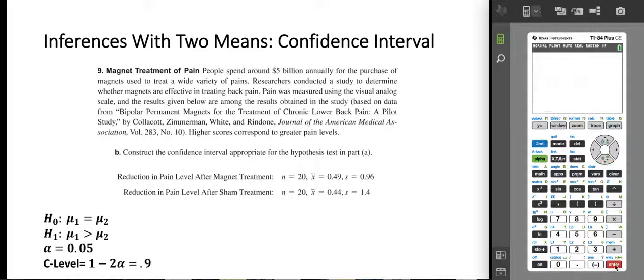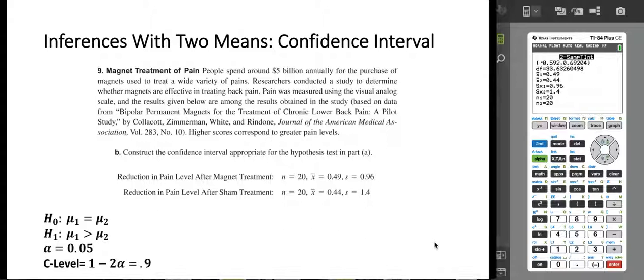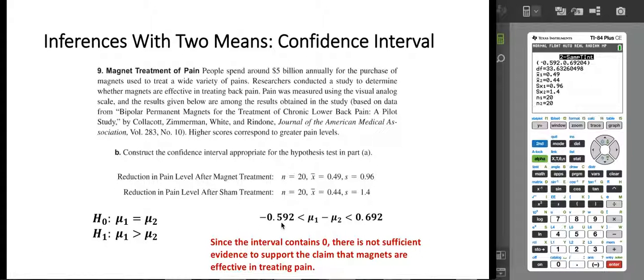And then we'll press enter, and we're going to get our interval. I have that written here. So the interval goes from negative 0.592 to 0.692. I should point out that the interval represents the difference between the two means, mean 1 minus mean 2, mu1 minus mu2. Remember from before, since the interval contains 0, since 0 is in the middle of these two numbers, there is not sufficient evidence to support the claim that magnets are effective in treating pain.